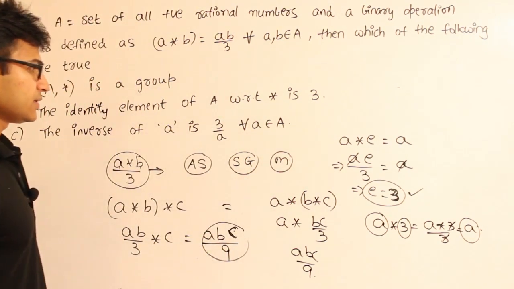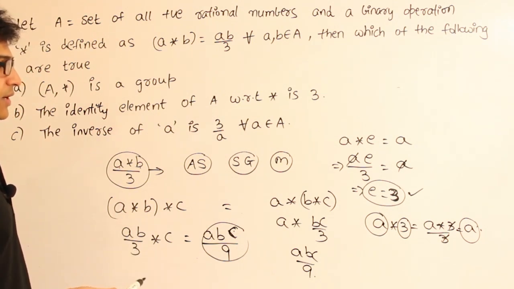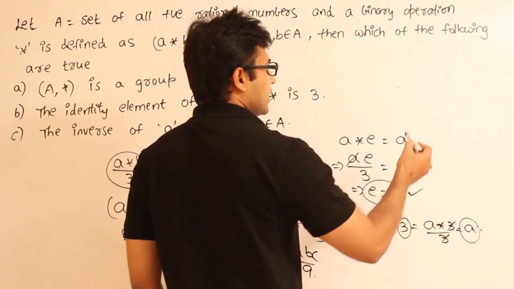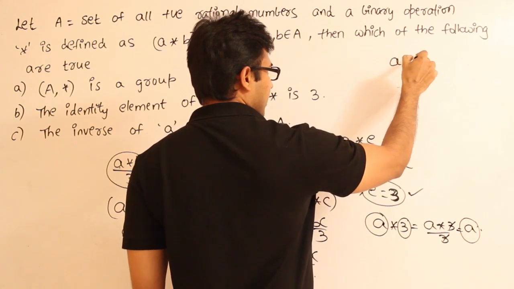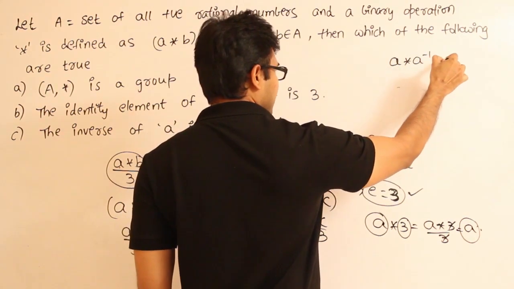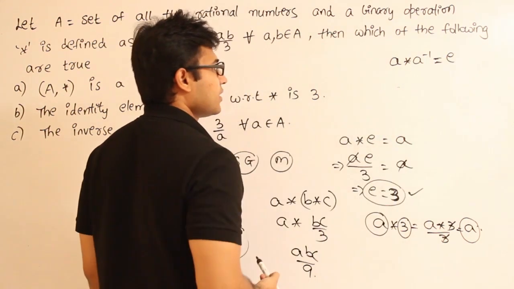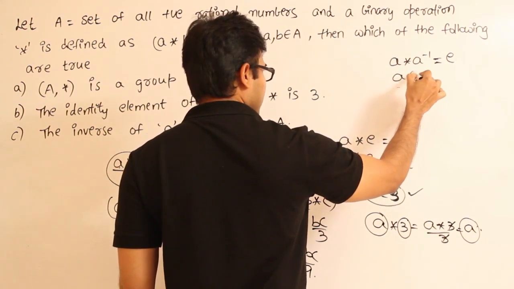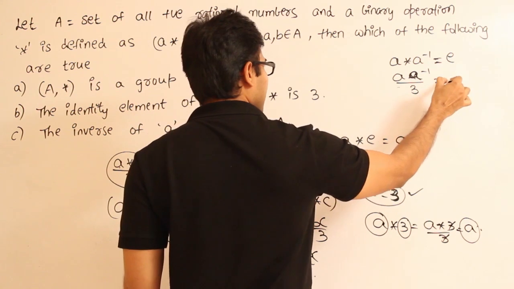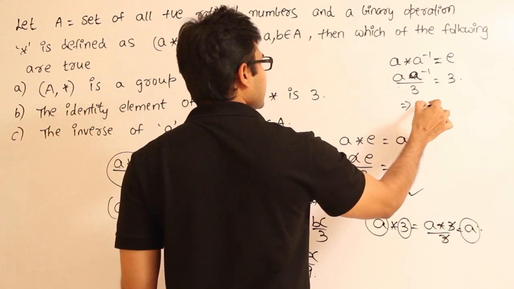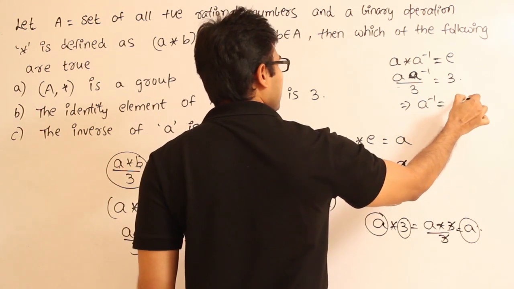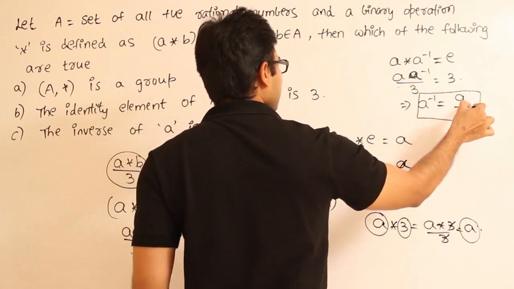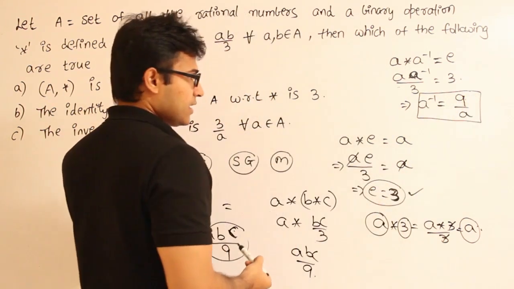And now let's see whether it is a group or not. If it has to be a group, definitely for every element there should be an inverse existing. So let's see what that means. If I take A, then if I apply star A inverse, then I should be getting E here, right? Now what do we mean by this? A star A inverse is nothing but A into A inverse divided by 3 is equal to 3, right? So what does it mean? A inverse is nothing but 9 by A. So if you have any element A, then its inverse is nothing but 9 divided by A.